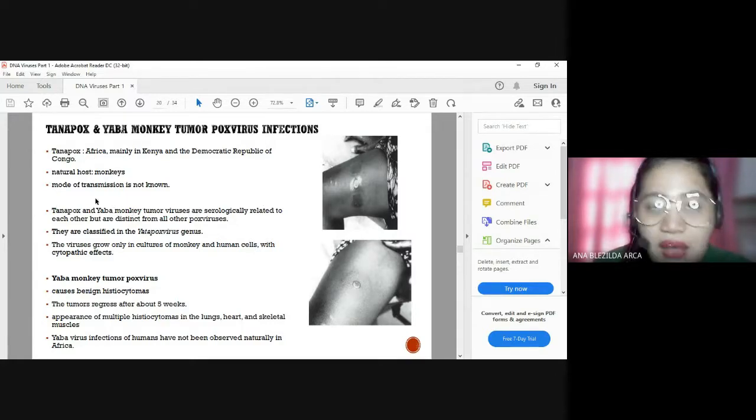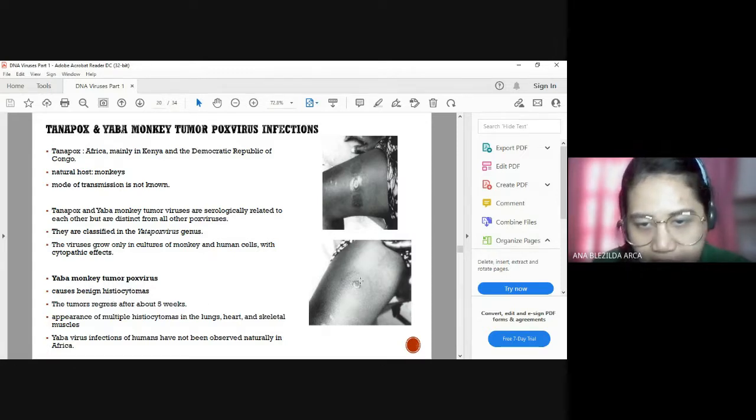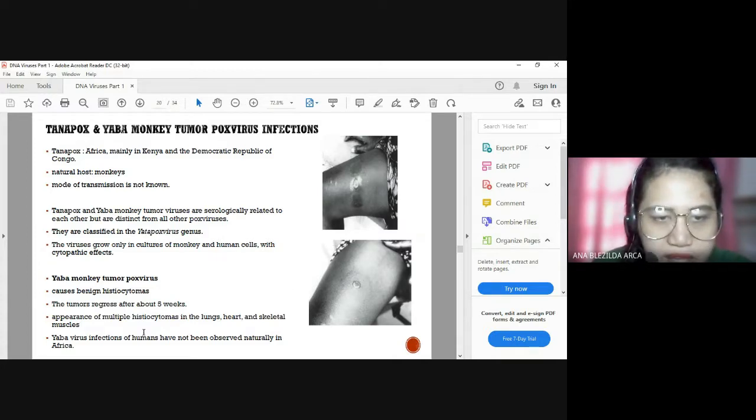Now, the Yatapox and Yaba monkey tumor viruses are serologically related to each other and they are distinct from other pox viruses. They are under the Yatapox virus genus. So for the Yaba monkey tumor pox viruses, it can only cause benign histiocytoma. This is what it looks like. This is the benign histiocytoma. Yan. Then the tumors, they will regress after about 5 weeks. So medyo liliit daw sila after 5 weeks.